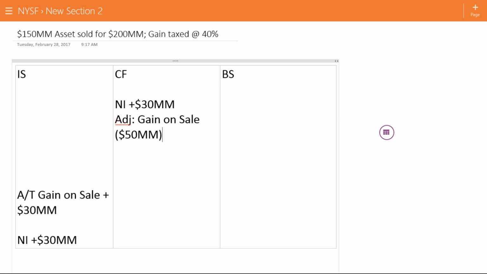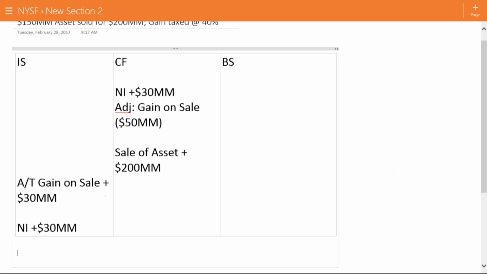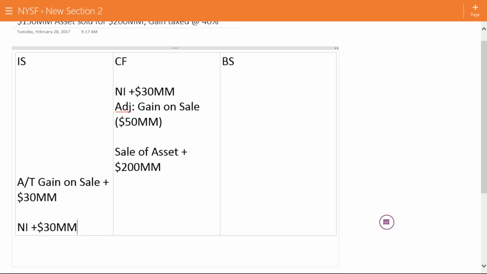So, let's see what happens now. Okay? So now what happens? You have to pay it. It's not a liability. What's the next line item? Sale of asset. We received 200 million in cash. Okay? Sale of asset, 200 million. And that ends up netting in the cash.